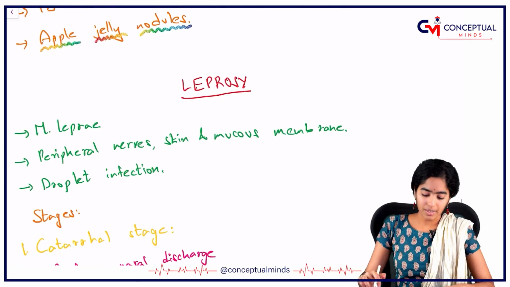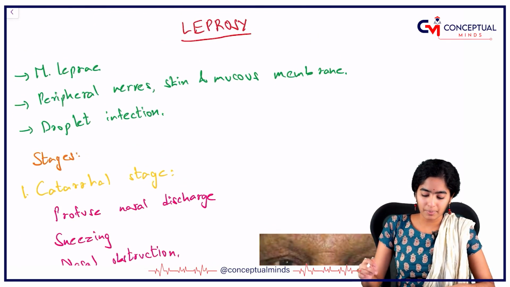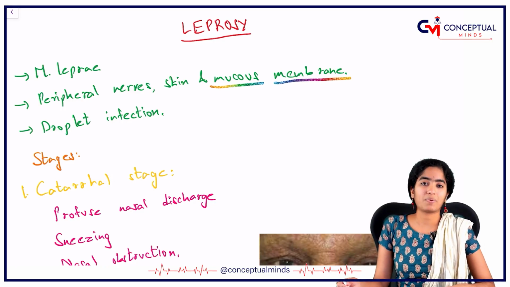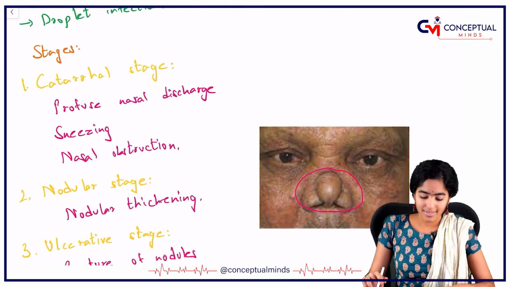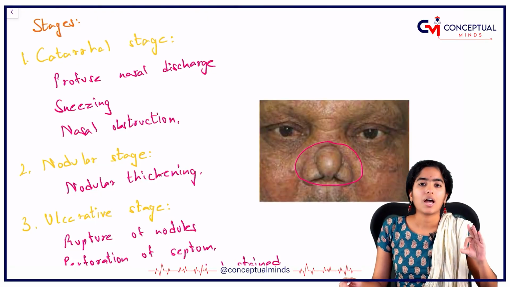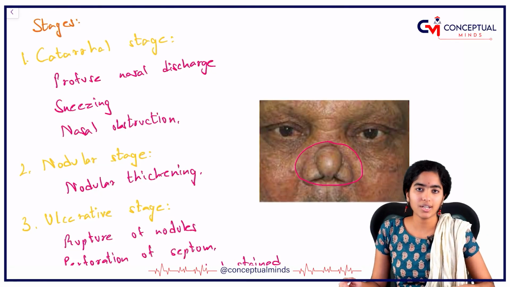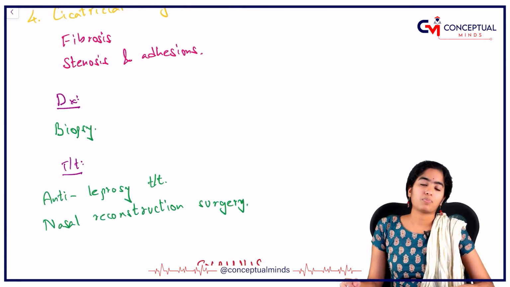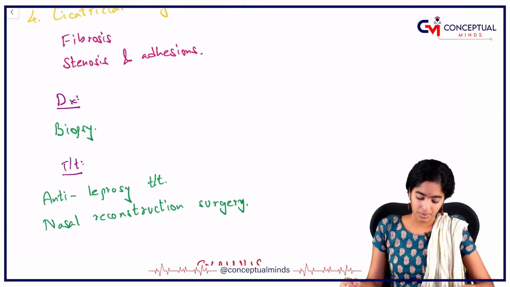Next, let us move on to leprosy. It is caused by Mycobacterium leprae. It affects the peripheral skin, nerves and mucous membranes. It spreads by droplet infection. What are the stages? Again, the same four stages: catarrhal stage, nodular stage, ulcerative stage and cicatricial stage. Then diagnosis is by biopsy and treatment is anti-leprosy treatment.